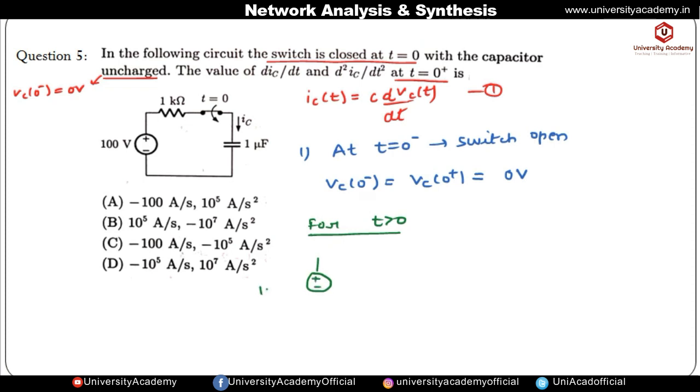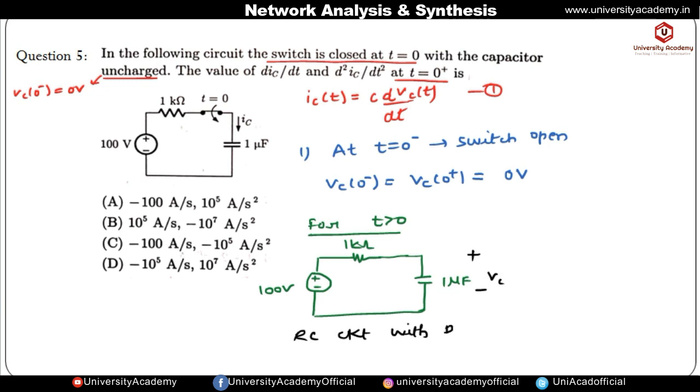Here we are having a 100 volt voltage source. This is 1 kilo ohm. Now the switch will be closed, and here we are having a capacitor. The value of this capacitor is 1 microfarad. Suppose the voltage across this capacitor is vc. We have to find out this voltage across the capacitor. So this is an RC circuit with the DC source.